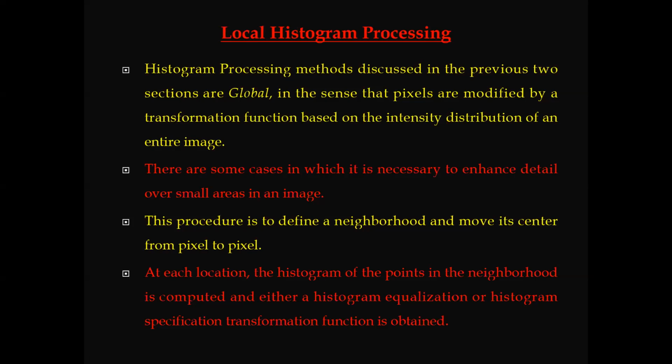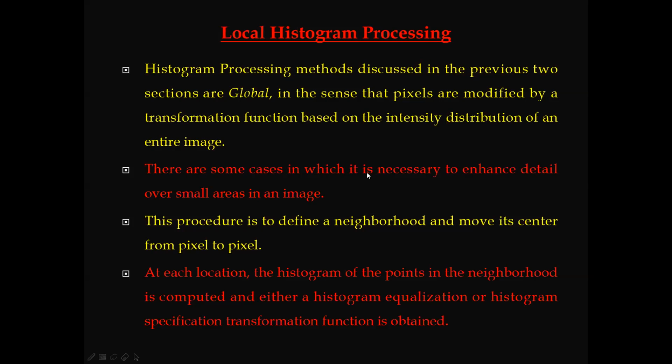Next, coming to histogram processing, there are two different types: one is local histogram processing, and the second is global histogram processing. The histogram processing methods we discussed earlier, histogram equalization and histogram specification, all come under global histogram processing, in the sense that the pixels are modified by a transformation function based on the intensity distribution of the entire image. So we are calculating the histogram of an entire image at a time. That is called global histogram processing.